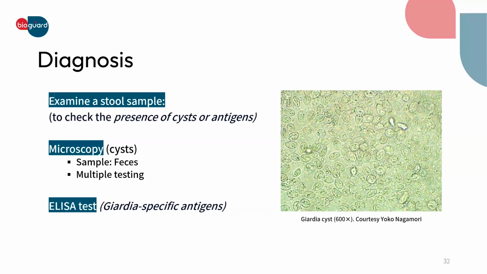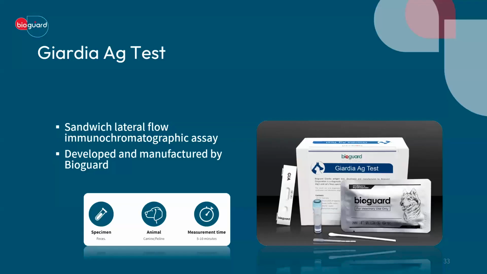And when we talk about the Giardia specific antigen testing, of course ELISA testing, as well as the sandwich lateral flow immunochromatographic assay, also play a very important role. For example, we have developed a Giardia antigen test that can detect Giardia precisely in the feces during the course of infection. And this kit is actually detecting both canine and feline Giardia, which makes it a very unique product in the market.